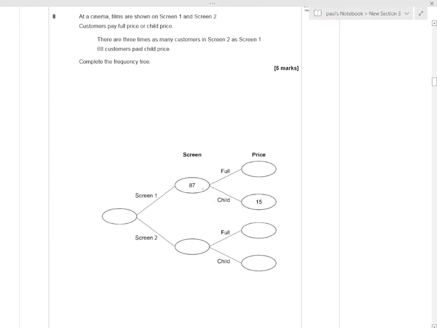Now this is to do with trees. What sort of trees are these? Factor trees? Don't know. It might be probability trees, but it's an easier one because we're not asked to do any probabilities, so we just have to fill in the missing gaps, I think. So 68 play. Let's have a look.